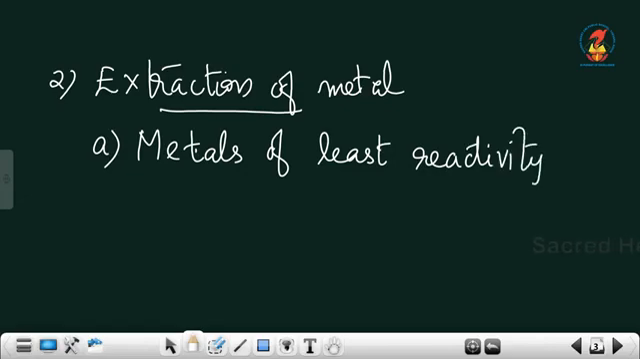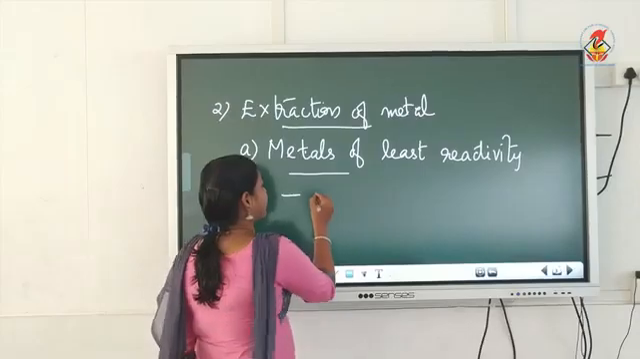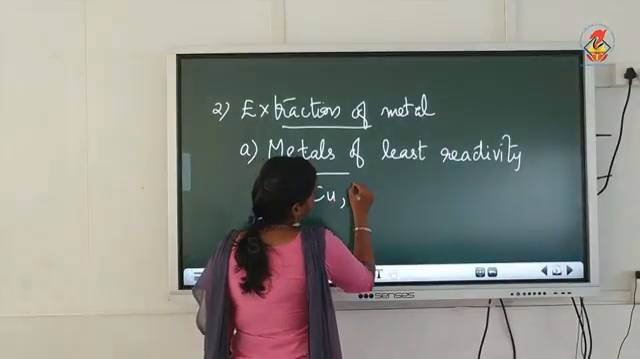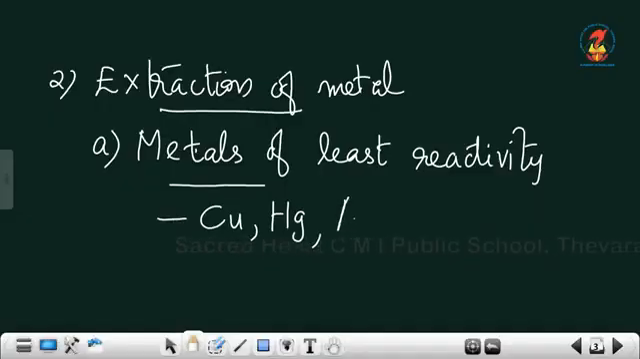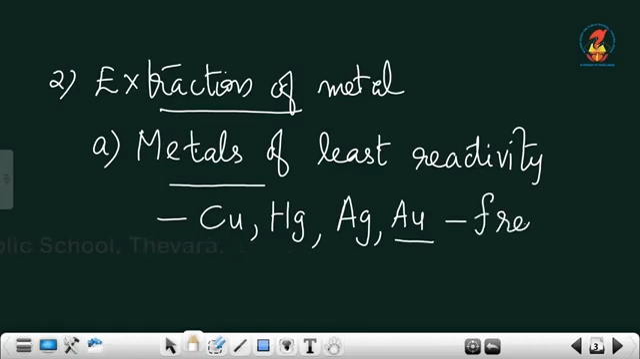Among the metals of least reactivity, we have seen that copper, mercury, silver, and gold are there, isn't it? Of these 4 metals, gold is found in nature in the free state, and the remaining 3 exist in compound form.